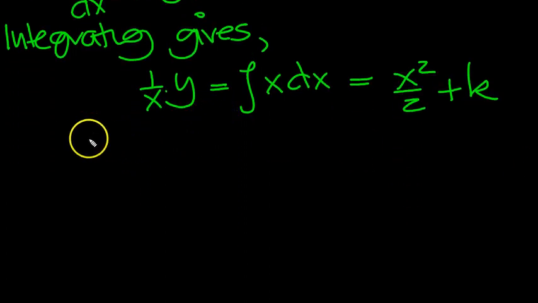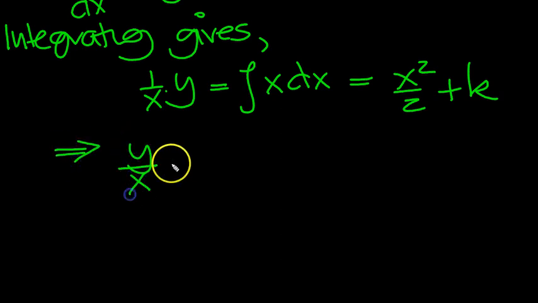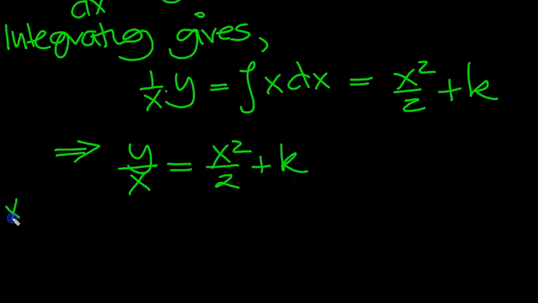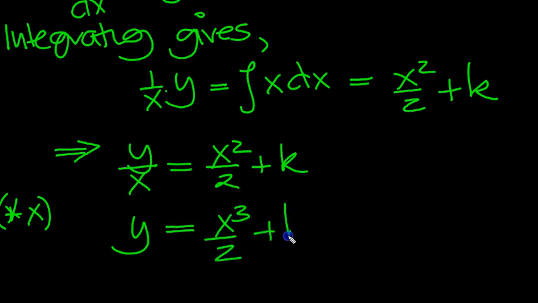And now we can write down, so that implies y over x equals x squared over 2 plus k, and then multiply by x all the way through to get y. So here, times that by x, the x is cancelled to leave y. Then we've got x cubed over 2, haven't we? Plus kx. There we go.